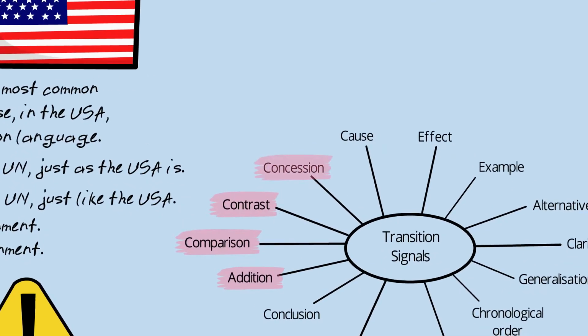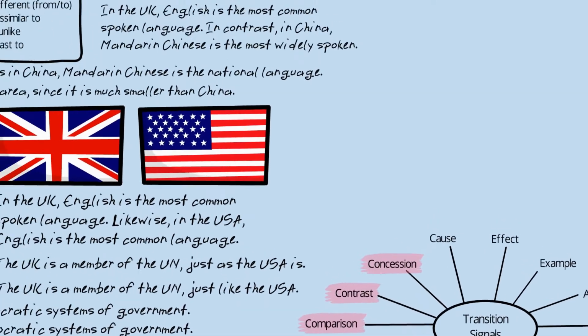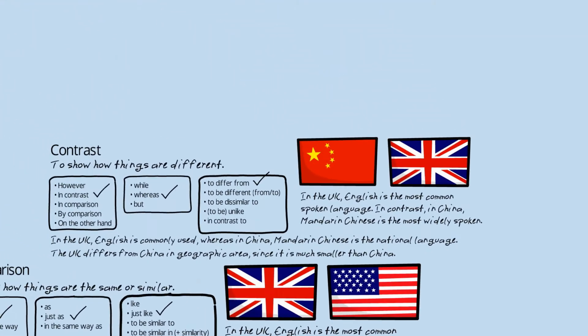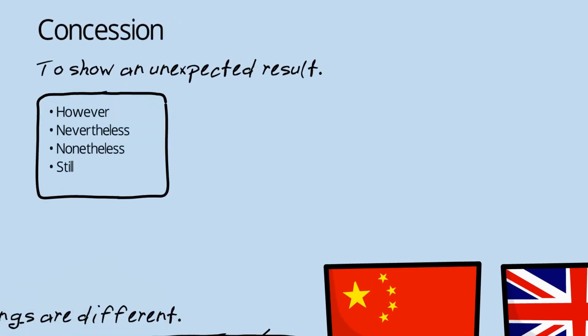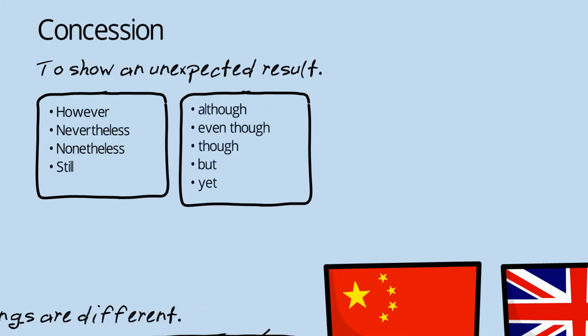Now let's look at concession transition signals. So concession is used to show an unexpected result. These are some sentence connectors. Some of these are actually the same as contrast transition signals. These are some clause connectors, although, even though, and so on.